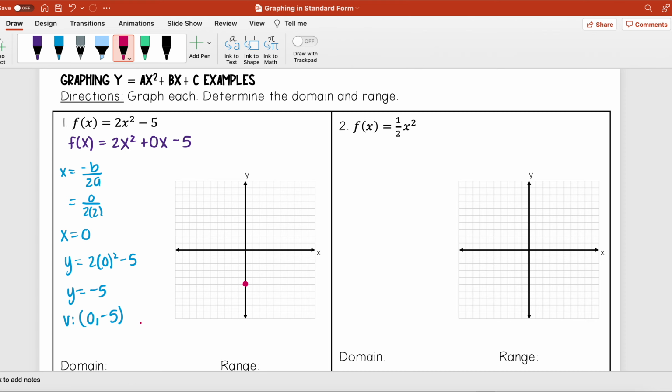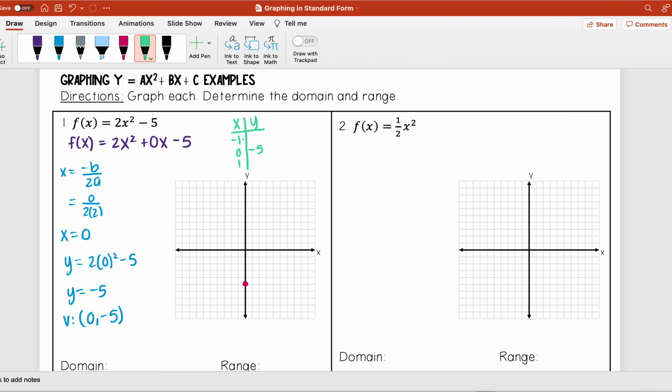Now this one it's a little bit different because my vertex is actually also my y-intercept. So I can't actually reflect this point to find another point. So in this case, I'm going to have to plug in some other values into my function to figure out what these other points are going to be. So what I'm going to do is I'm just going to make a little chart here. And so I'm going to go ahead and just do 1 point on the left of this, so at negative 1. And then we already have the one at 0, which is negative 5. But then I'm going to also just do 1 on the right.